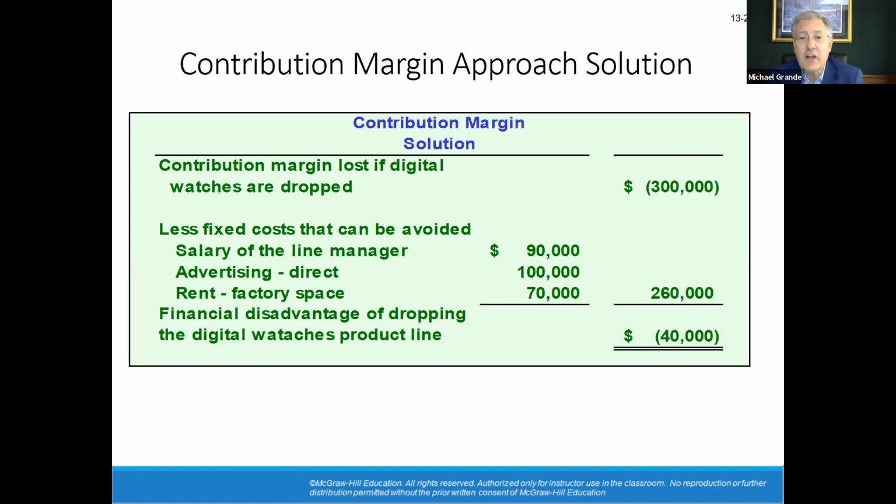So you're giving up $300,000 of contribution margin, but you're only eliminating $260,000 of fixed costs. In this example, the contribution margin given up is greater than the avoidable fixed cost. Your conclusion should be to keep this division because the financial disadvantage of dropping the digital watches is $40,000.